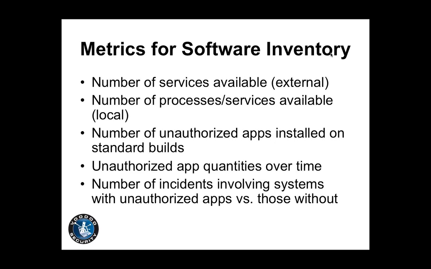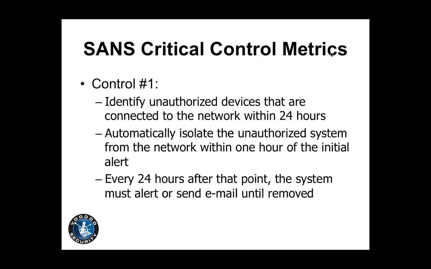So, looking at some of the critical control metrics, because these are well defined within the critical controls. Again, especially for those of you that are a little newer to that program, within control number 1, they specify that to indicate that you've accomplished the control or have it appropriately in place, you should be able to identify any unauthorized devices that are connected to the network within about 24 hours.